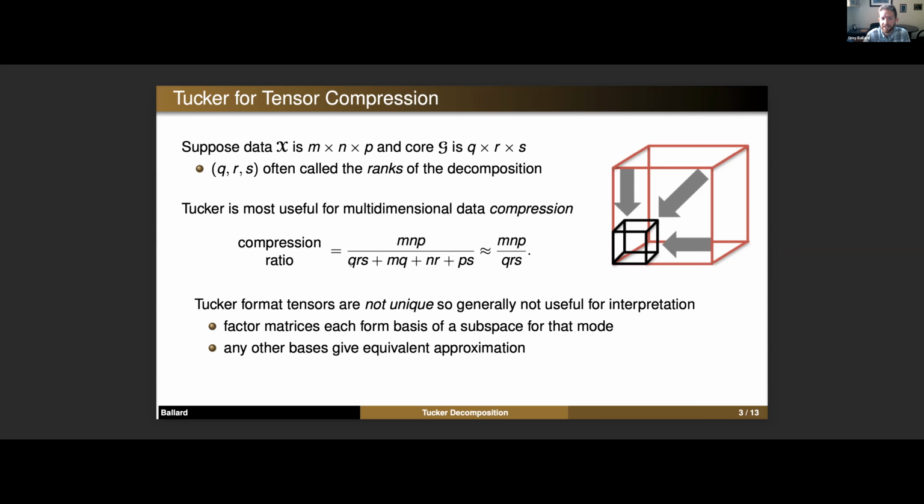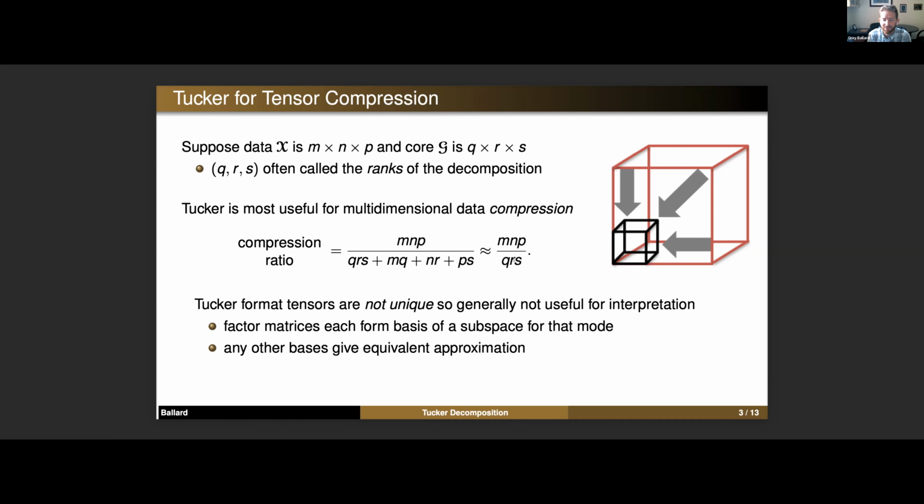So Q times R times S is the number of entries in my core tensor, and then these terms are the number of entries in my factor matrices. Usually, the number of entries in the core tensor dominates. This is especially true when you get to higher order tensors. So we often just approximate this ratio with the number of entries in the original tensor divided by the number of entries in the core, and we sort of ignore the factor matrices. Okay, so that's the main application of Tucker.